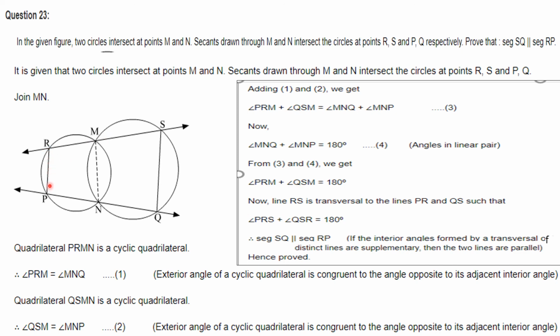If the interior angles formed by a transversal on two distinct lines are supplementary, then the two lines are parallel, that is RP is parallel to SQ. Proved, because the addition of these two is 180 degrees, which forms interior angles.